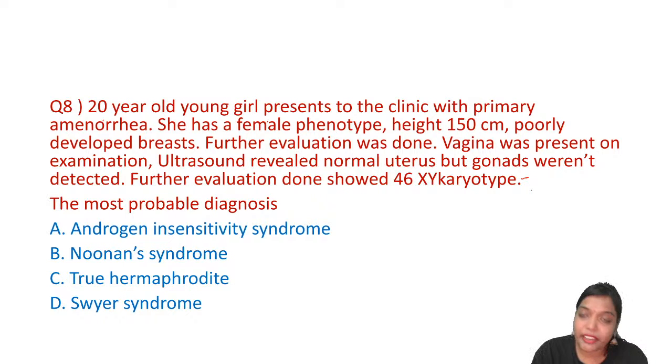Very good, medic freak, excellent. McCune-Albright syndrome is also associated with precocious puberty where we have polyostotic fibrous dysplasia, café-au-lait macules, something is there, and they have precocious puberty also.